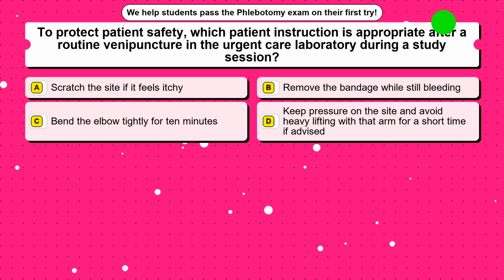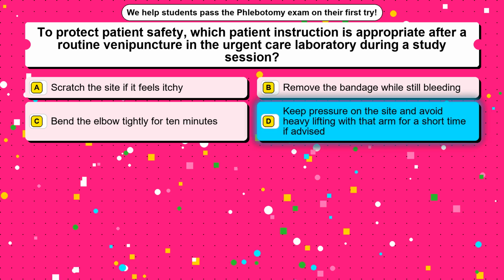Question 63. To protect patient safety, which patient instruction is appropriate after a routine venipuncture in the urgent care laboratory during a study session? Option A, scratch the site if it feels itchy. Option B, remove the bandage while still bleeding. Option C, bend the elbow tightly for 10 minutes. Option D, keep pressure on the site and avoid heavy lifting with that arm for a short time if advised.